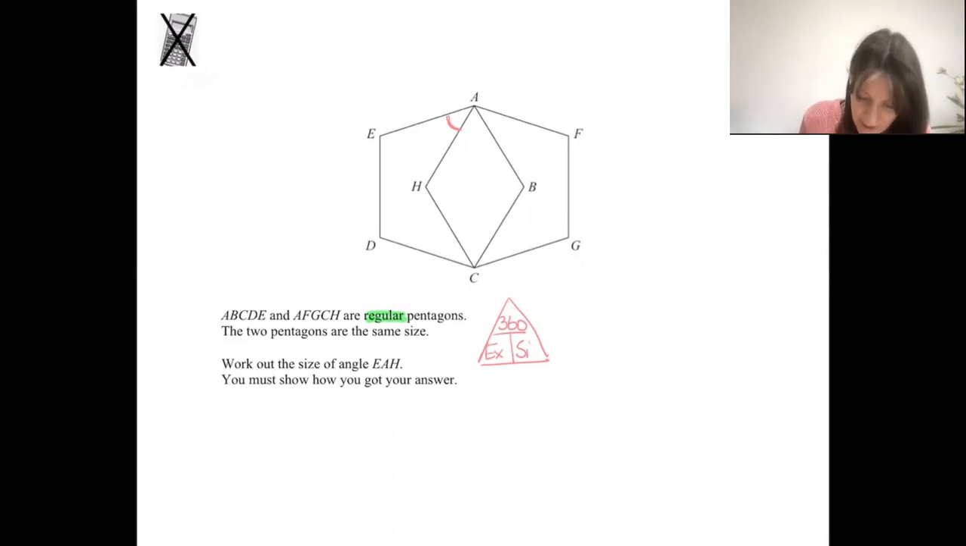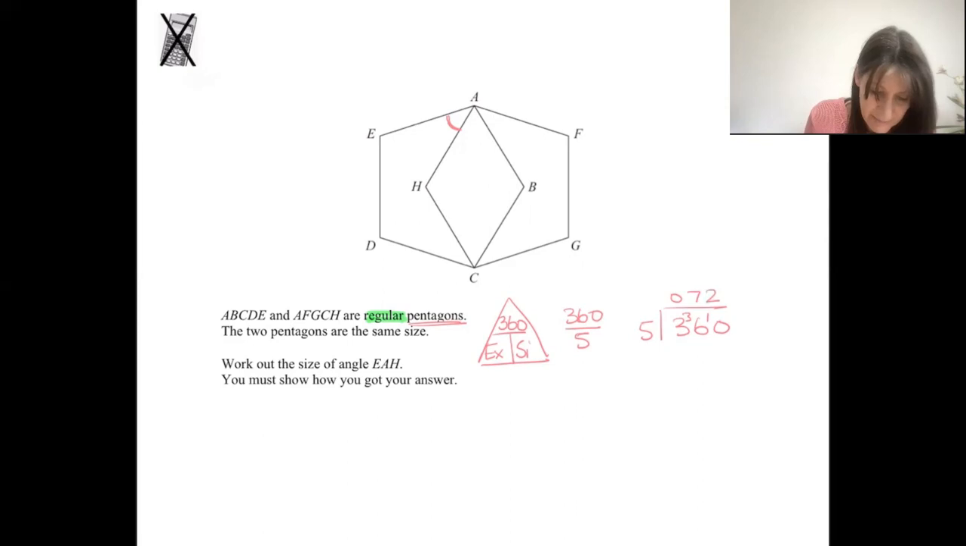So we are going to put the number of sides in. We've been told it's a pentagon. It's a 5-sided shape. So we're going to do 360, and we're going to divide it by the number of sides, which is 5. Again, I don't have a calculator, so I'm going to have to do my trusty bus shelter. 5s into 3 don't go. 5s into 36 go 7 with 1 remainder, and 5s into 10 go 2.